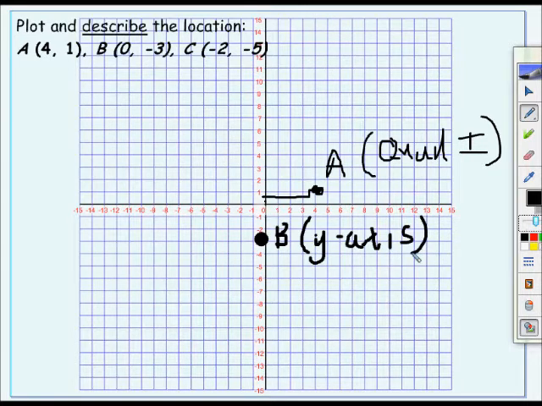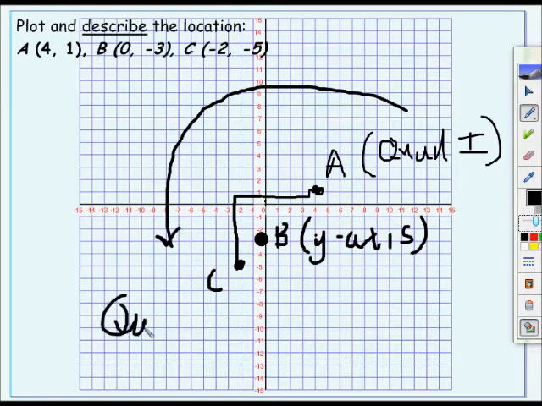Now for point C, I want to go -2, so I'm going to go over negative, and I also want to go down because it says -5. And there's going to be my point. Oh, that one it let me draw in there. That's going to be my point C, and that location would be in quadrant 1, 2, 3. That's in quadrant 3. And you notice we use Roman numerals for those quadrants.